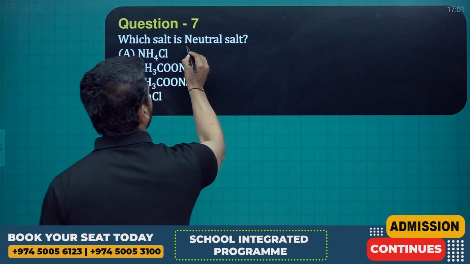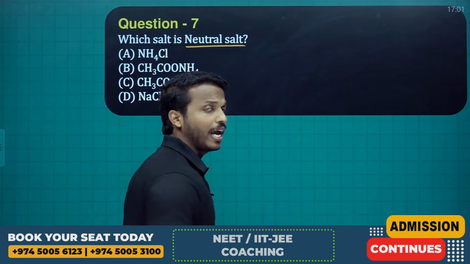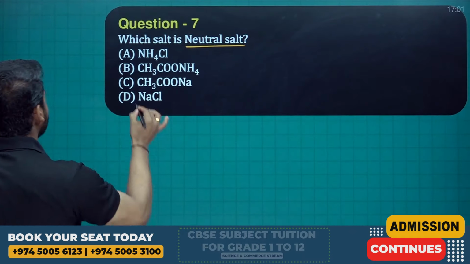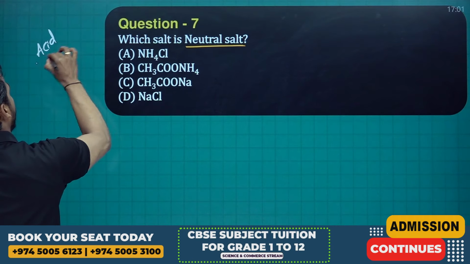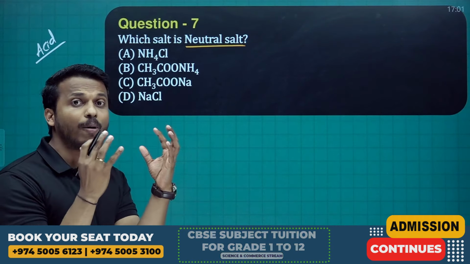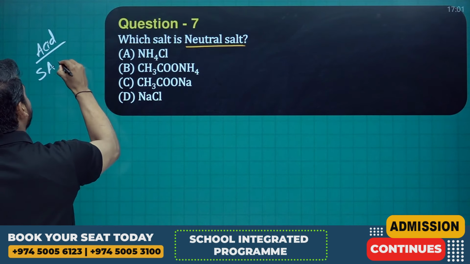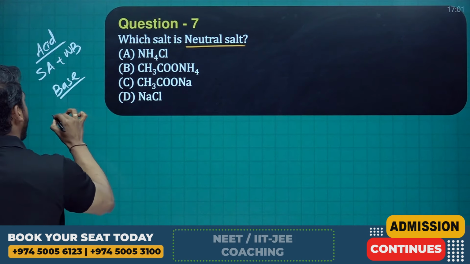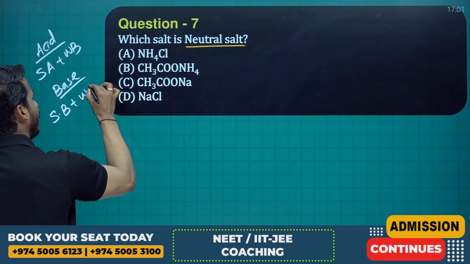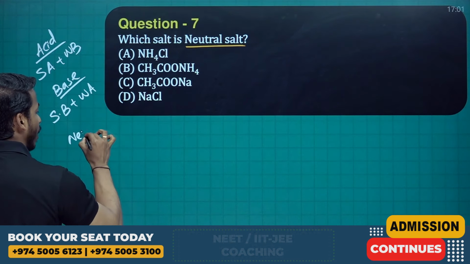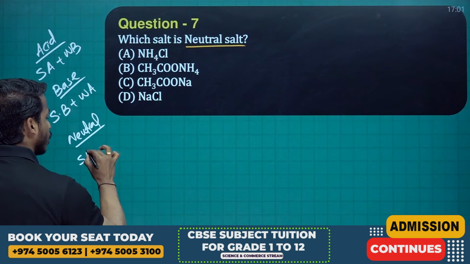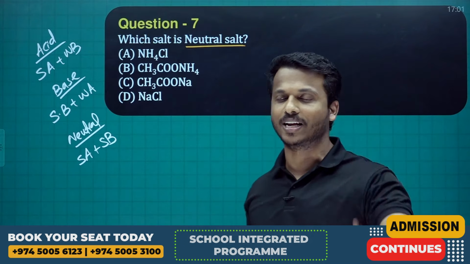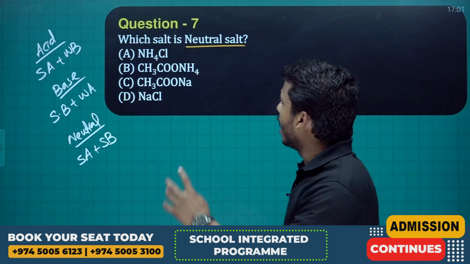Which salt is a neutral salt? We studied that there are different types of salts: acidic salt, basic salt and neutral salt. What is an acidic salt? Let me revise for all of you. An acidic salt is formed by the combination of a strong acid and a weak base. Whereas a basic salt is formed by the combination of a strong base and a weak acid. Whereas neutral salts are formed by the combination of, yes, very good, hope you students already said that, strong acid and strong base. If they combine, we will get neutral salts.